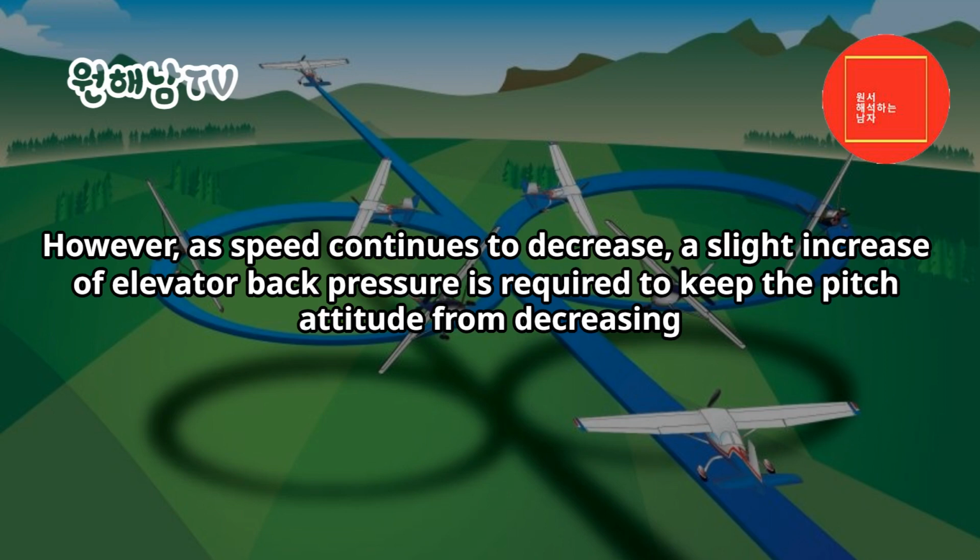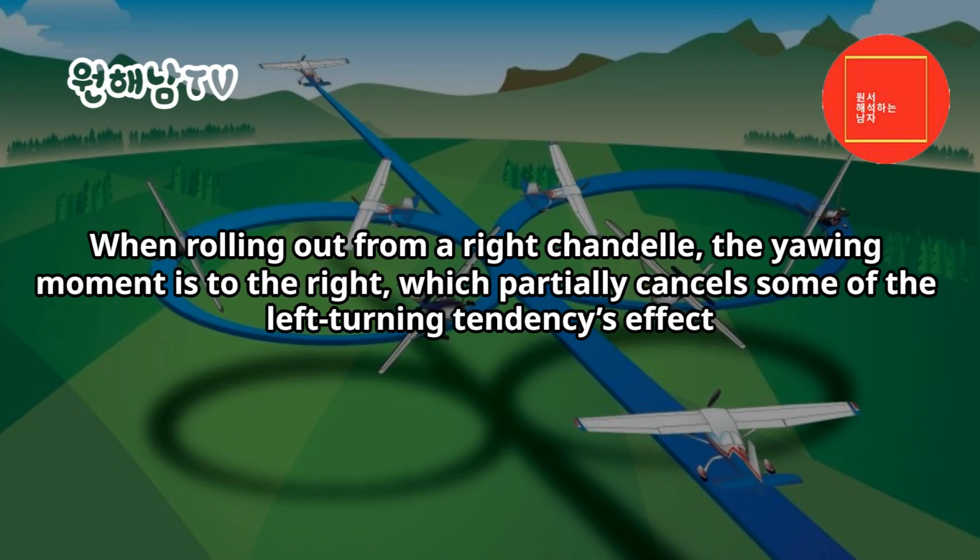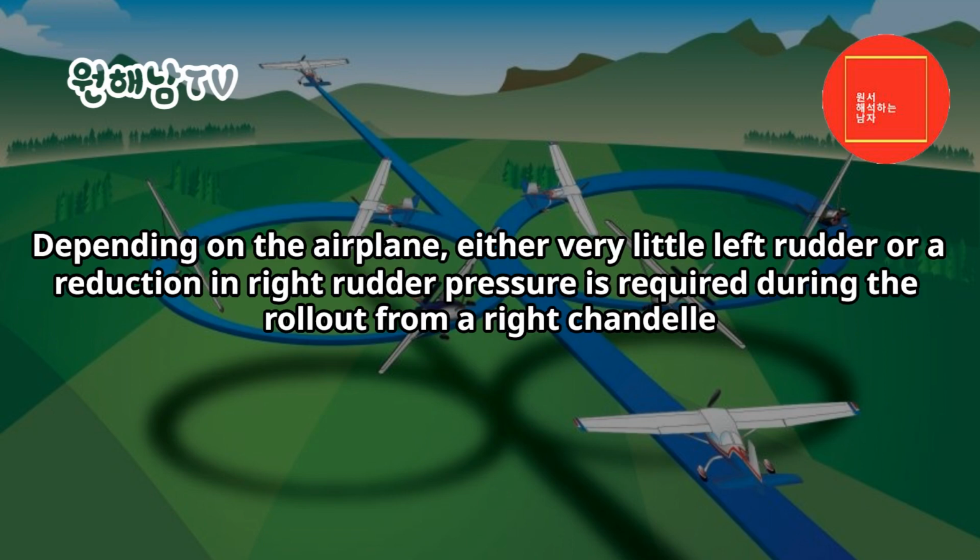from decreasing. When the airspeed is slowest, near the completion of the chandelle, right rudder pressure is significant, especially when rolling out from a left chandelle due to left adverse yaw and left turning tendencies, such as P factor. Figure 10-3D. When rolling out from a right chandelle, the yawing moment is to the right, which partially cancels some of the left turning tendencies effect. Depending on the airplane, either very little left rudder or a reduction in right rudder pressure is required during the rollout from a right chandelle.